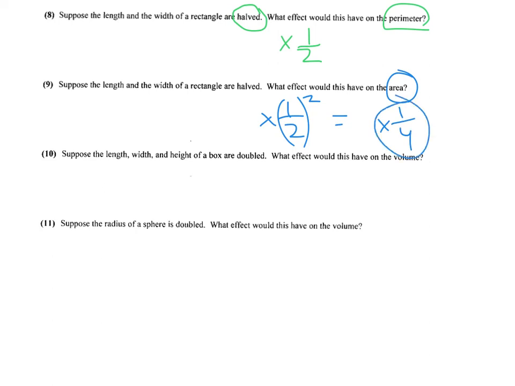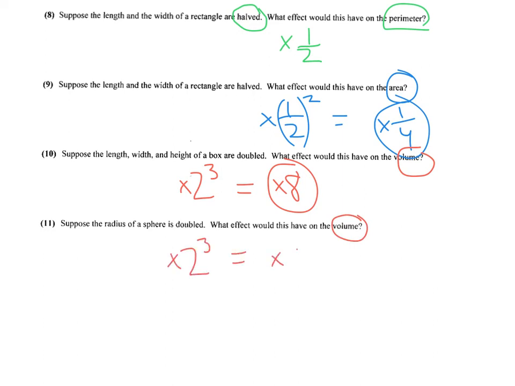And suppose the length and width and height of a box are doubled, what would that have on the volume? Now, volume is 3 dimensions, so that would be times 2 to the 3rd power, which is 8 times as much. And then suppose the radius of a sphere is doubled. So again, a sphere is still 3-dimensional, so that'll still be 2 to the 3rd, which is times 8.